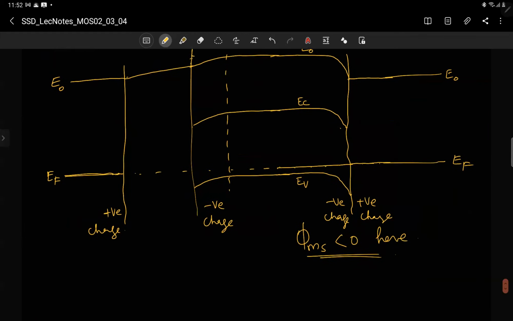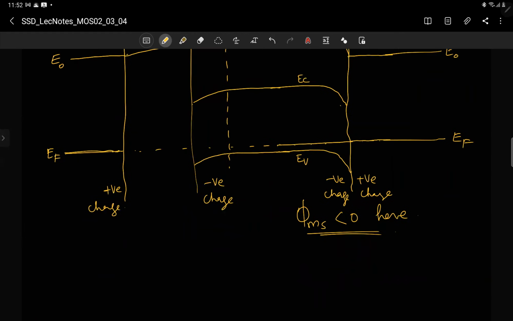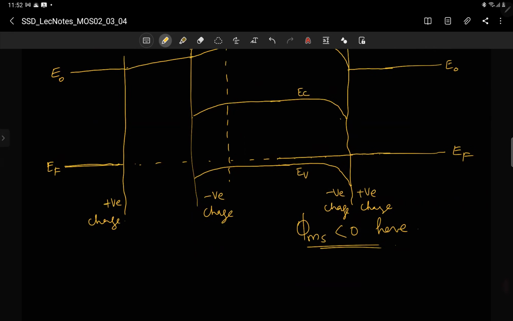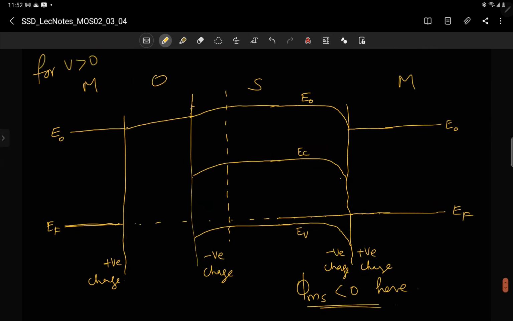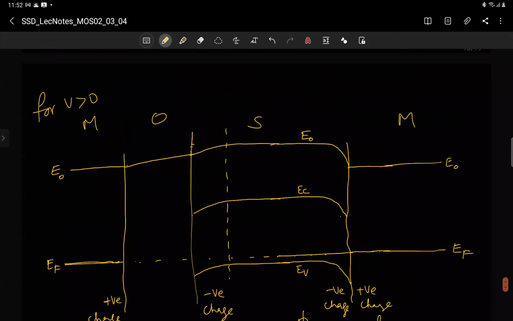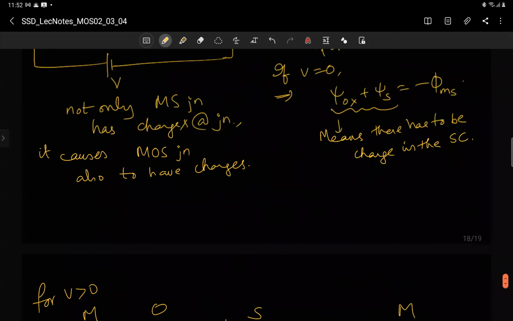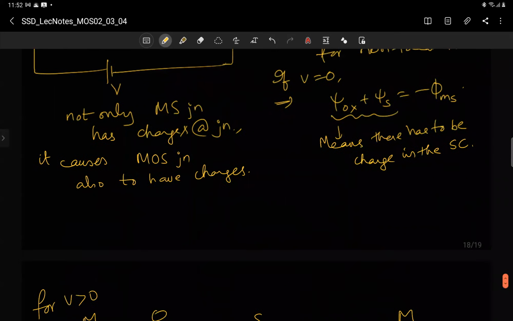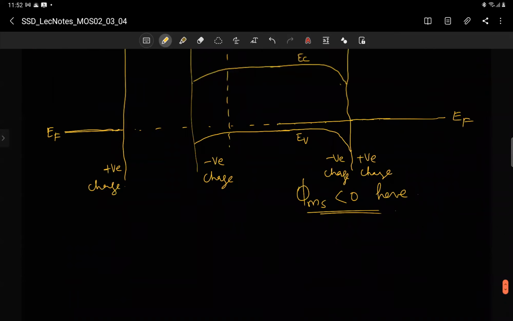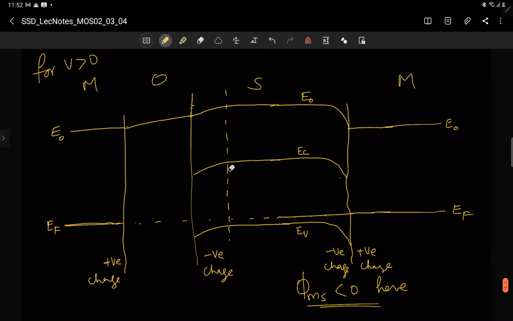Okay, so that is why the semiconductor is negative, the metal is positive, and phi ms is negative. Is it clear? So this way this V gets modified. Then what we have to see is, for flat band, what should I do to make the bands flat in the MOS junction? Of course, you can. This will not change even if you apply bias.